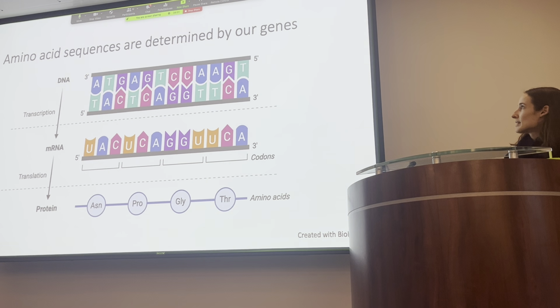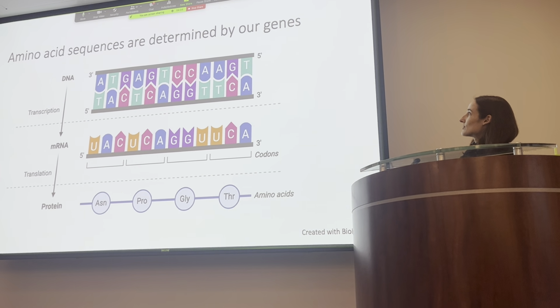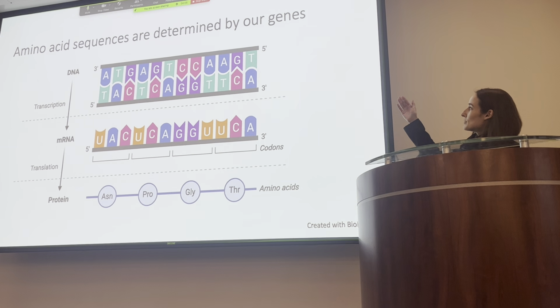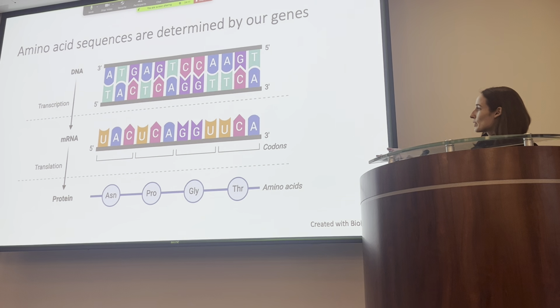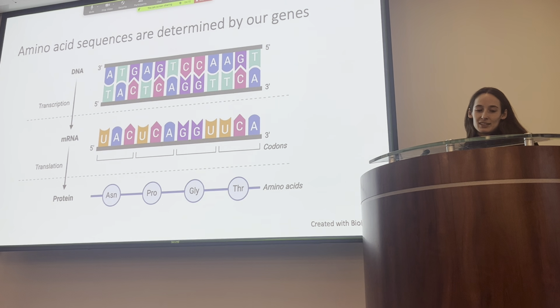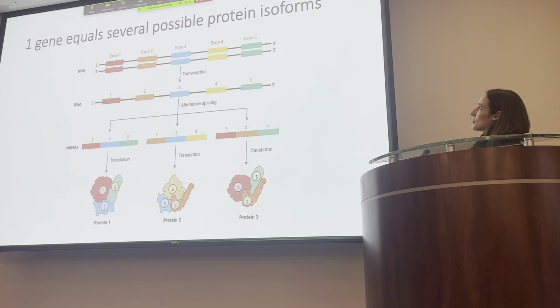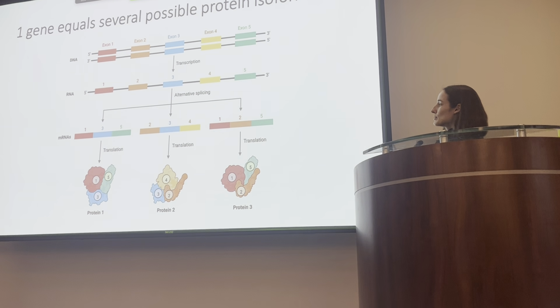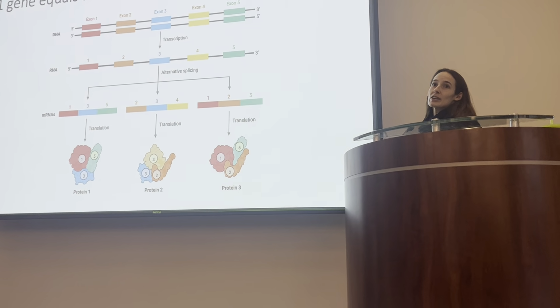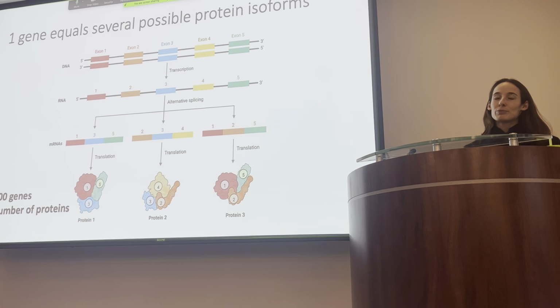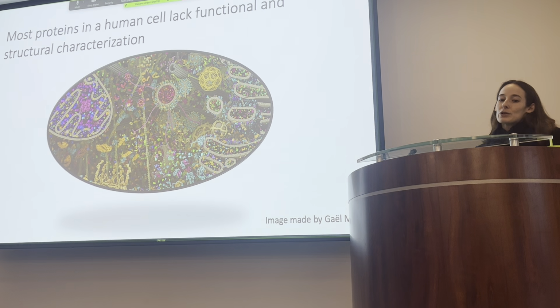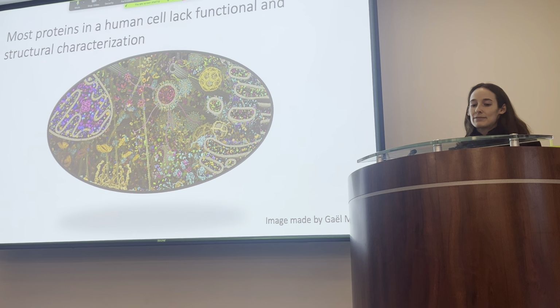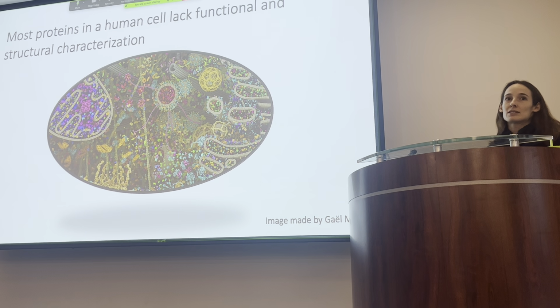But amino acids and their abundance is actually determined by the sequences in our genes. So this shows the central dogma, where you have nucleotides that are essentially used to encode the amino acids that make up proteins. But one gene does not equal one protein, actually, and that's because of alternative splicing. You can have different arrangements of the exons, and how those come together will mean different proteins that have slightly different structure and slightly different functional capacities. So this really ends up being a huge vastness of the human proteome compared to the genome. Most proteins in a human cell actually lack functional characterization and structural characterization because of this vastness.